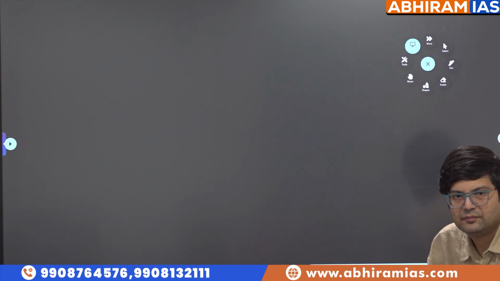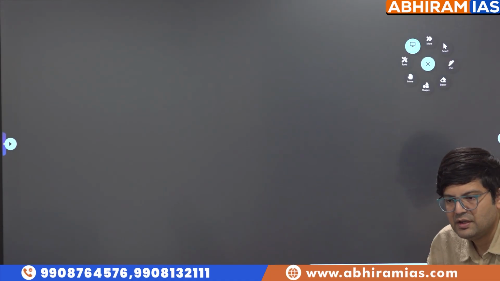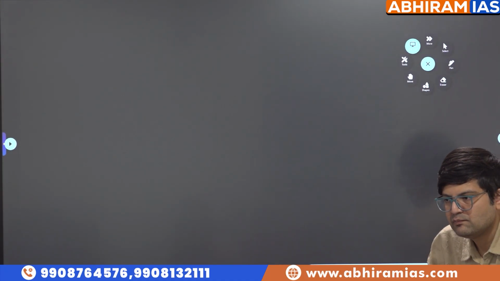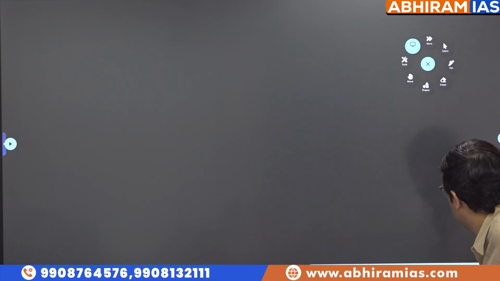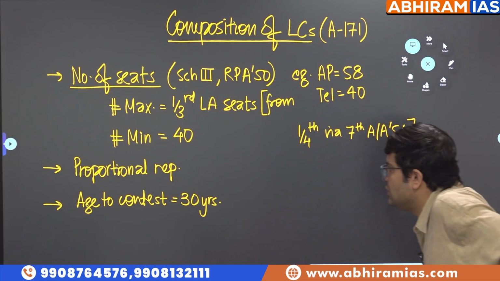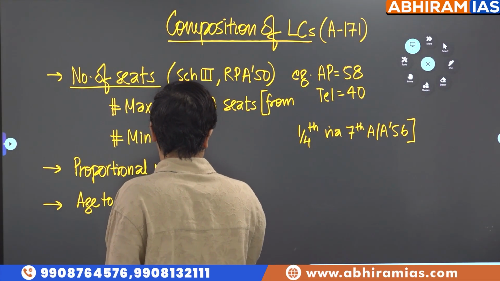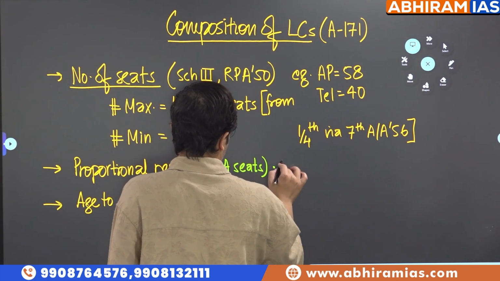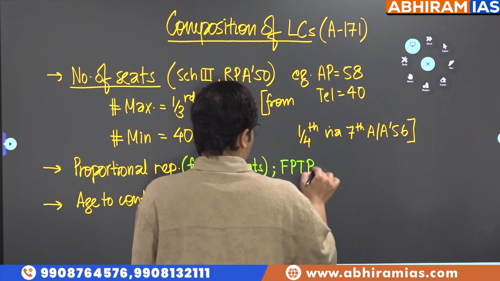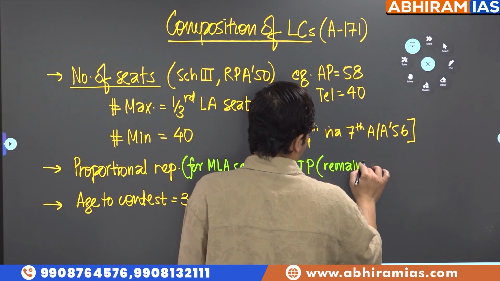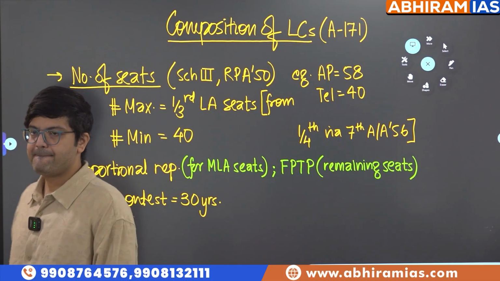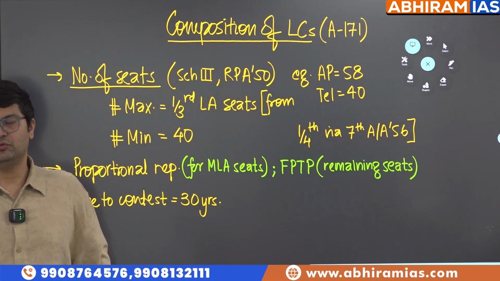Lastly, passage of bills. Next heading, passage of bills. How are bills passed? One small point, I have mentioned here proportional representation. You can write that in brackets for MLA seats and first past the post for the remaining seats. Write it like this. For the remaining seats, it is first past the post. Whoever gets the highest votes wins.